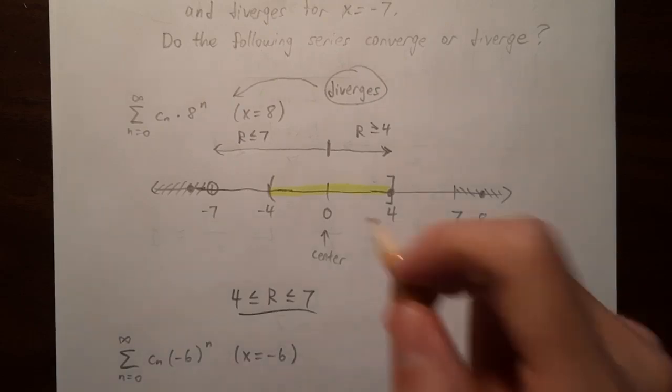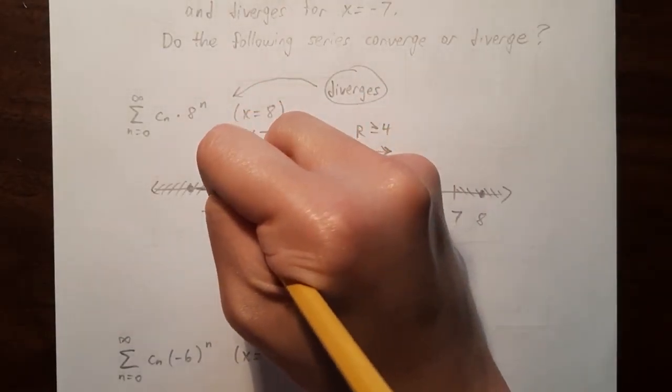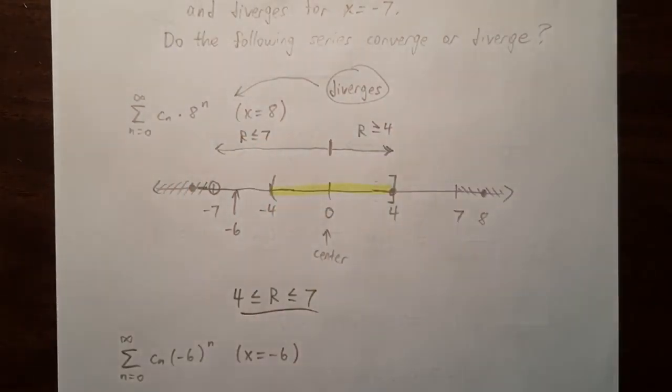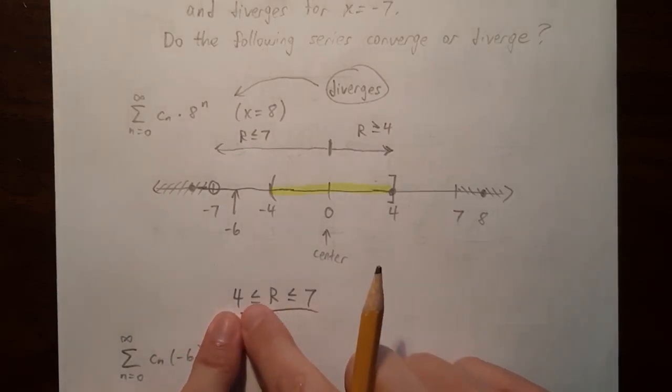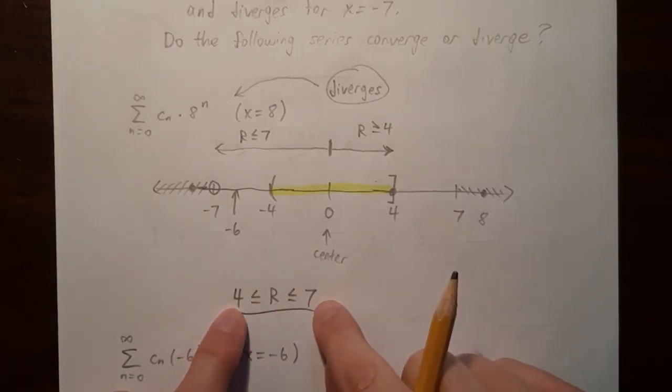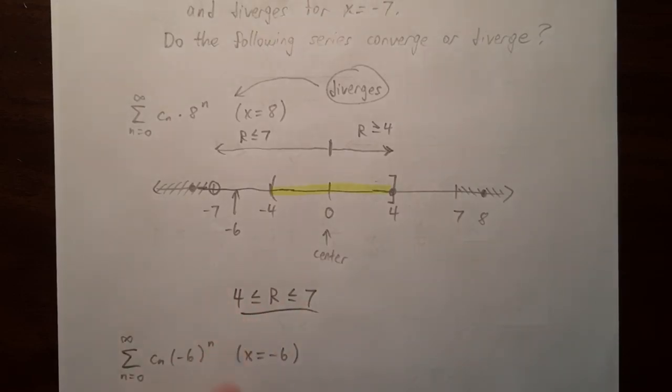Well, okay, so let's think about this. Where does -6 live? So -6 is about right there, let's say. And what do we know about the radius of convergence? We know that the radius is somewhere between, or possibly equal to, 4 and 7. So what can we say then? Does this thing converge or not? If you're not sure, take a moment to try to answer that yourselves real quick.